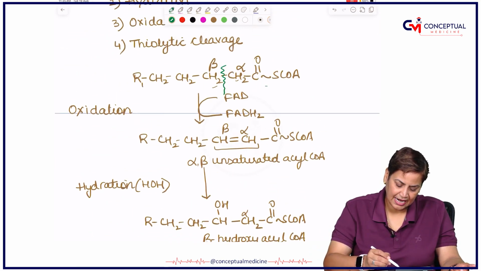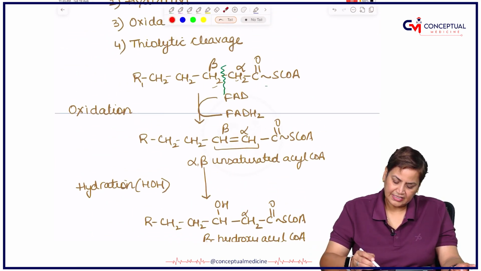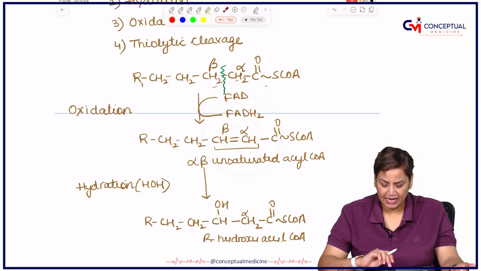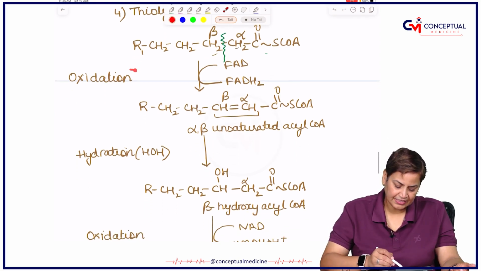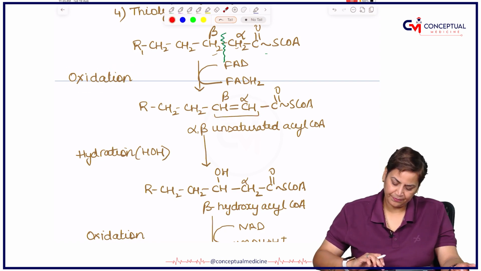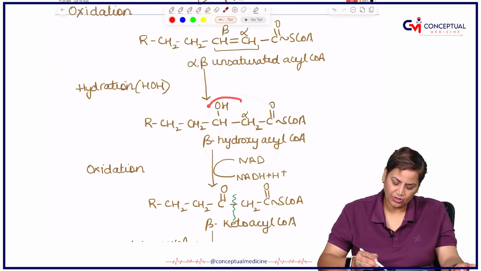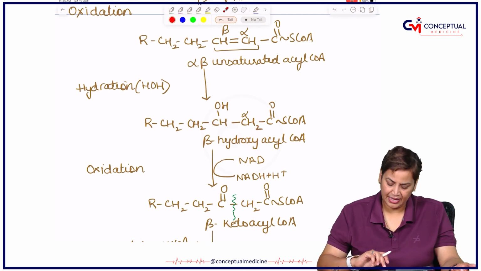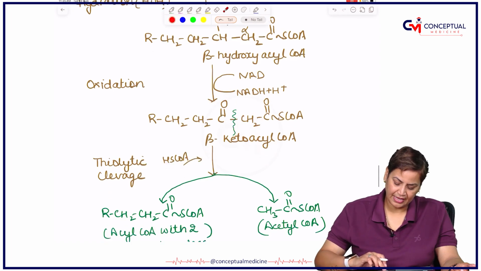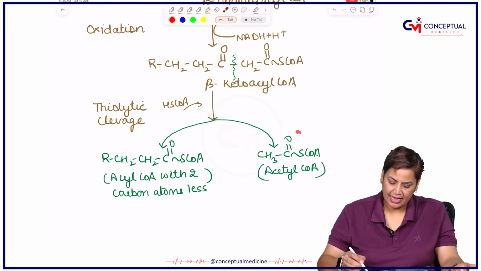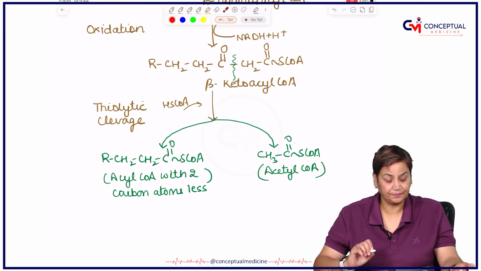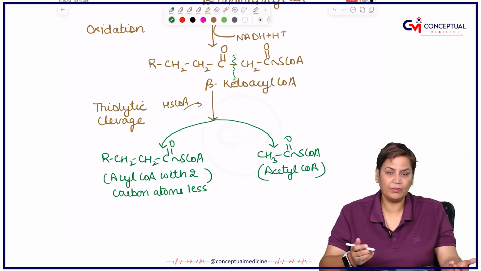So, I can simply say that first is this is our acyl coenzyme A. Since oxidation is occurring at the beta carbon atom, first is oxidation, so it is going to form alpha beta unsaturated acyl-CoA. Then hydration is there, so beta hydroxy-acyl coenzyme A. Then again oxidation, so beta keto-acyl coenzyme A, and in the end acyl coenzyme A and acetyl coenzyme A are produced. Now the question is how to remember this.